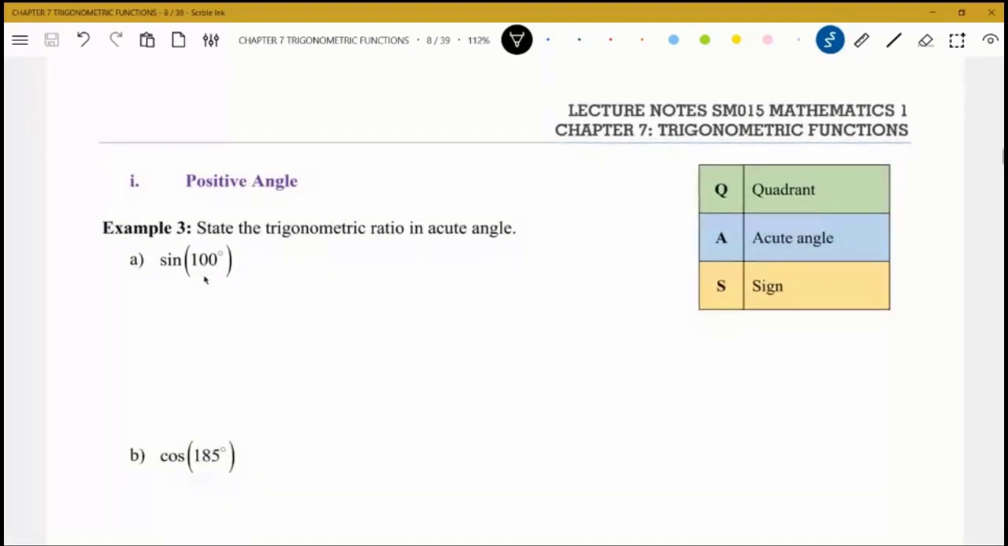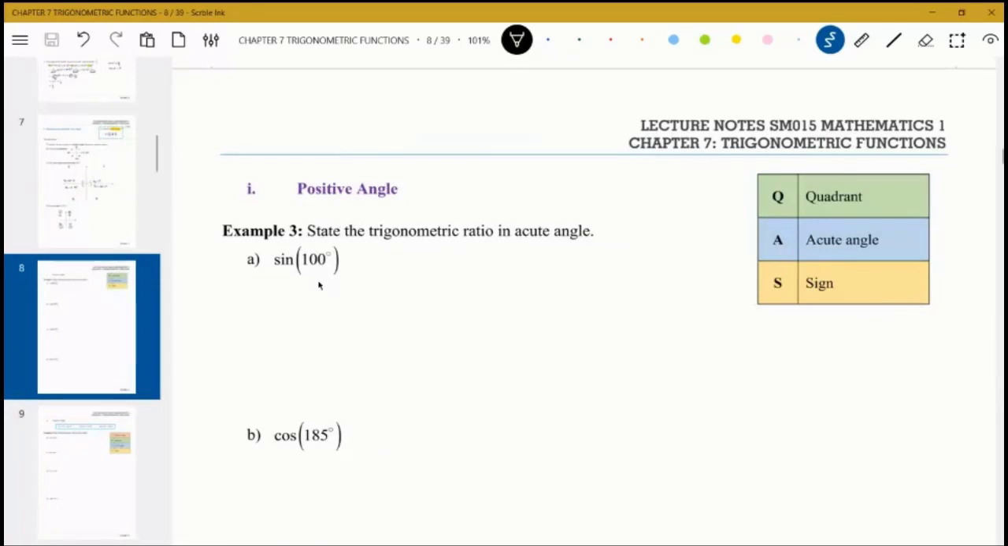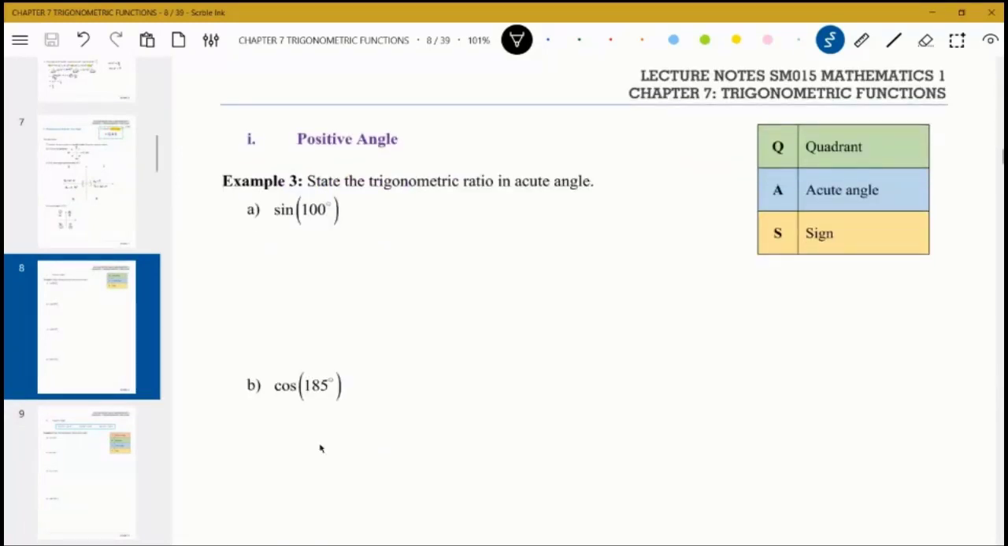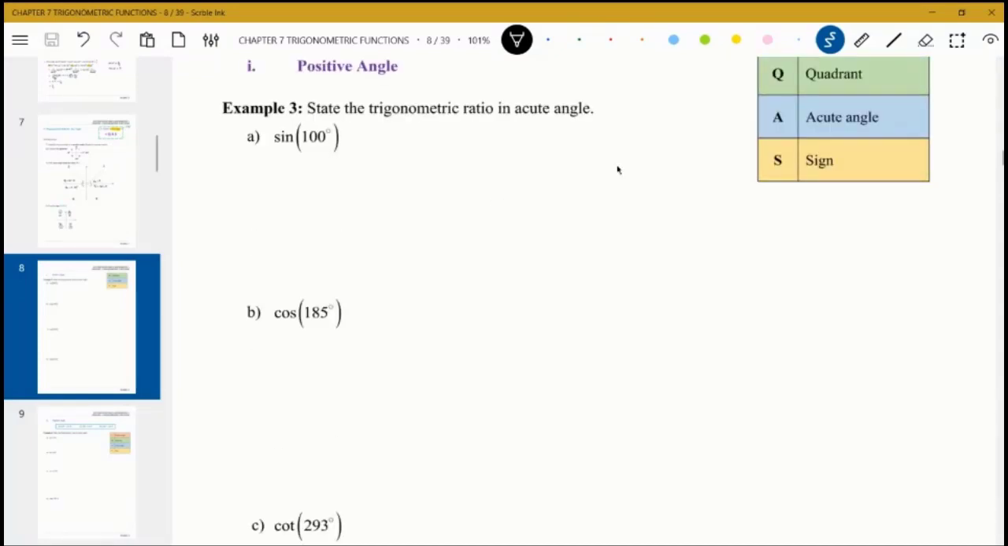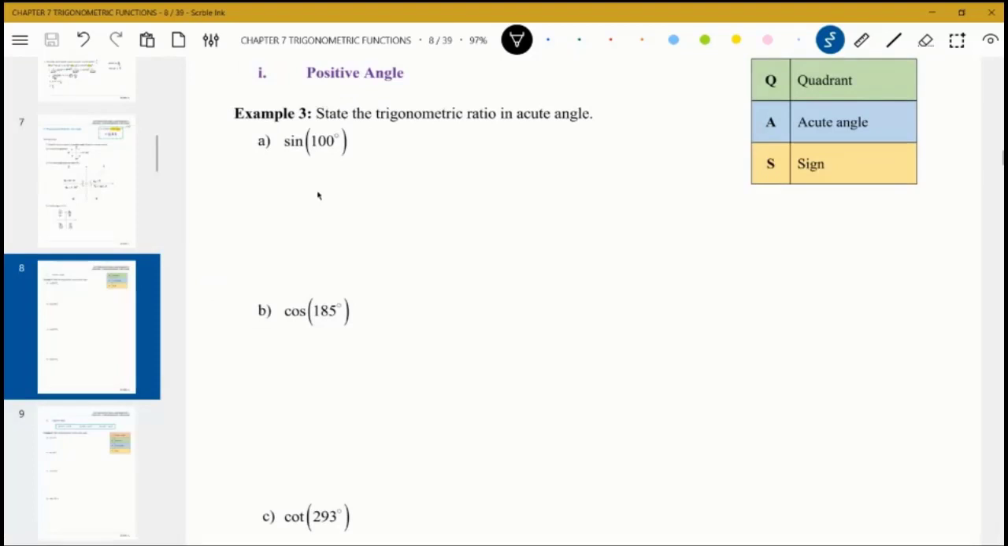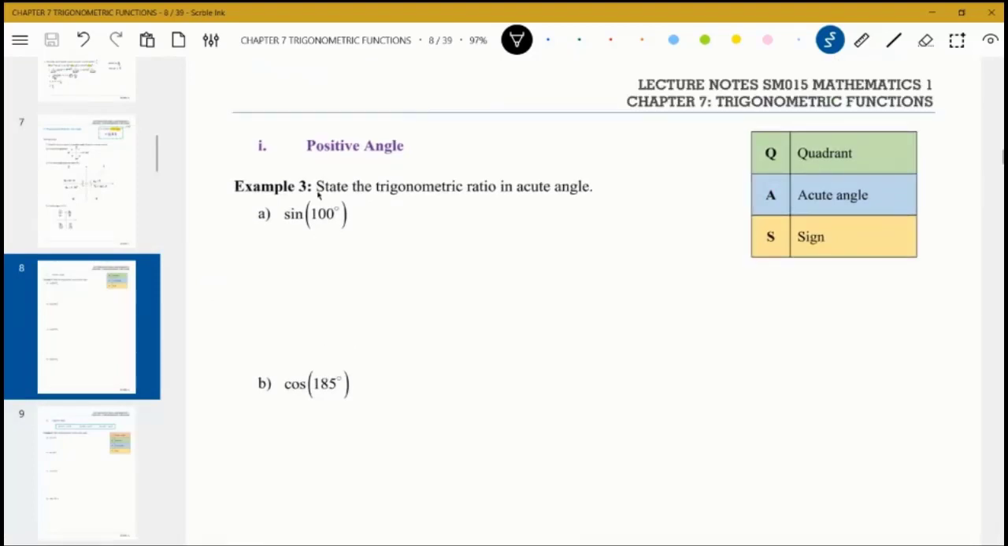Okay. So dalam ni kalau kita tengok example 3, part A, part B, part C, part D, semua dalam bracket ni adalah positive angle. So kita boleh ignore plus punya step tadi. Kita boleh terus pergi kepada step quadrant. Okay. So step quadrant which is we want to identify which quadrant it lies. So 100, it should be lies on the second quadrant, sebab dia lebih daripada 90 degree. So second quadrant.